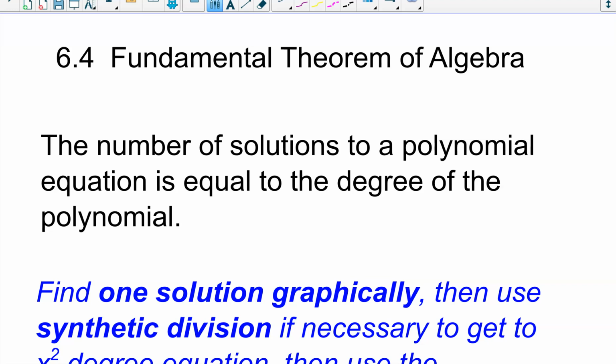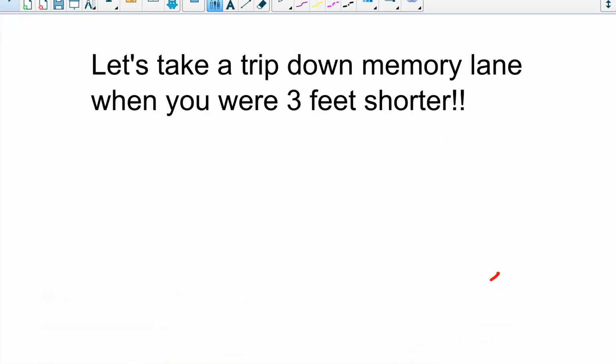This is video 6.4, the last section of this chapter. And we're going to take a walk down memory lane when you were 3 feet shorter. Think of how old you were and where you were then. And think about when you learned long division for the very first time.